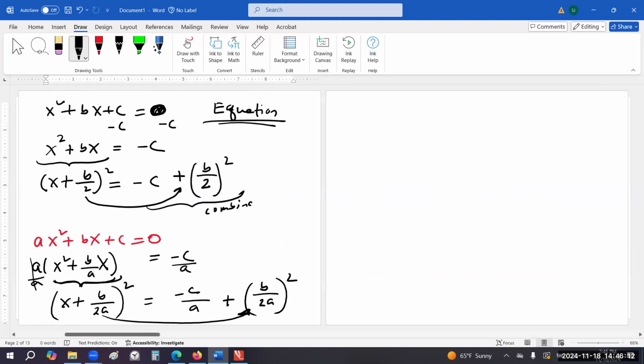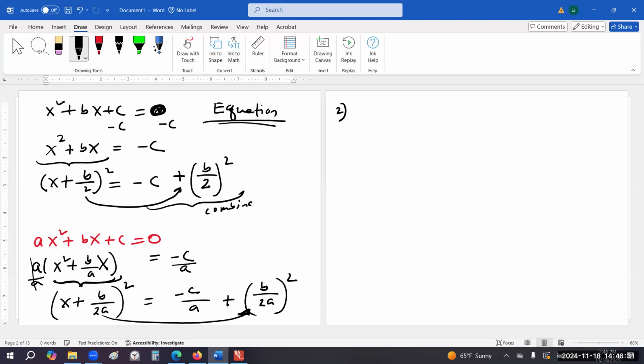Now let's do one of them. Which one do you want me to do, one or two? In one, you're solving. In two, you are writing in standard form. Two?